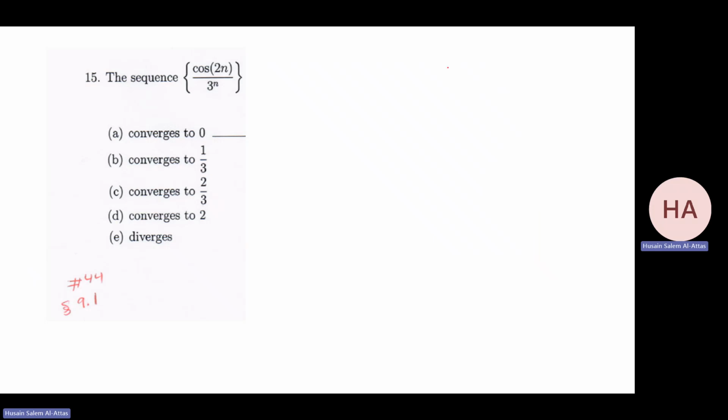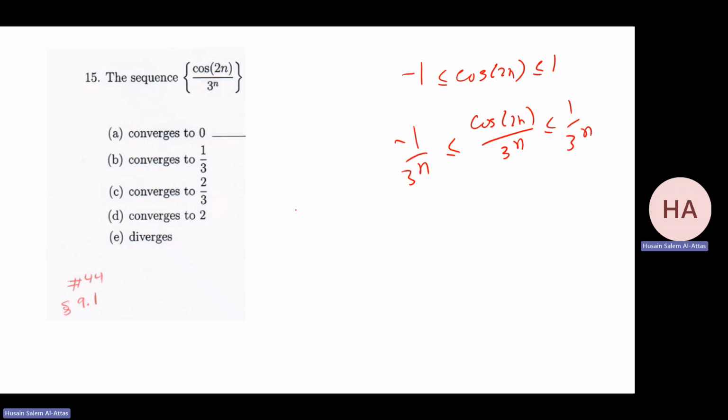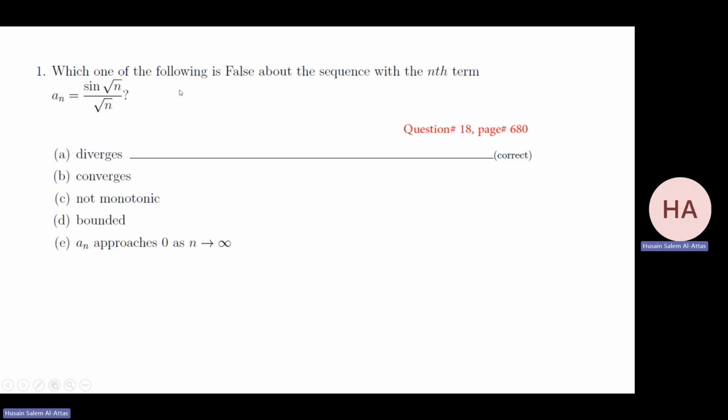This sequence, same idea. I know cosine 2n is between minus 1 and 1. So cosine 2n over 3 to the power n is between minus 1 over 3 to the power n and 1 over 3 to the power n. So as n goes to infinity, this goes to 0. This goes to 0. So by the squeeze theorem, this goes to 0. It just converges to 0. Easy ones.